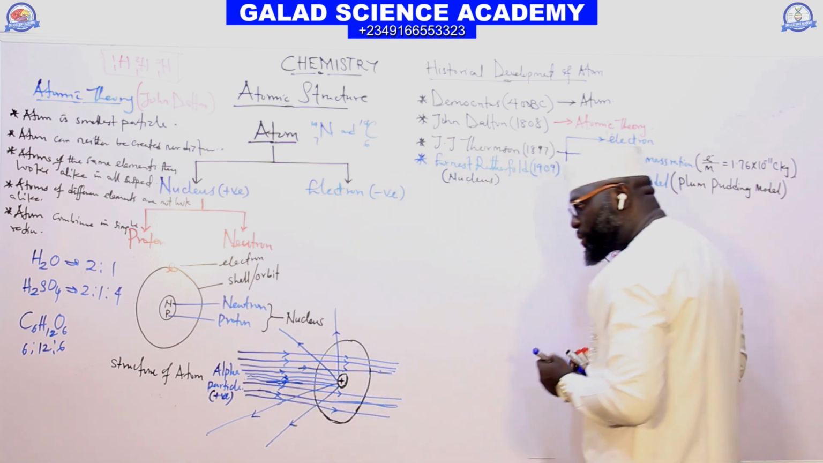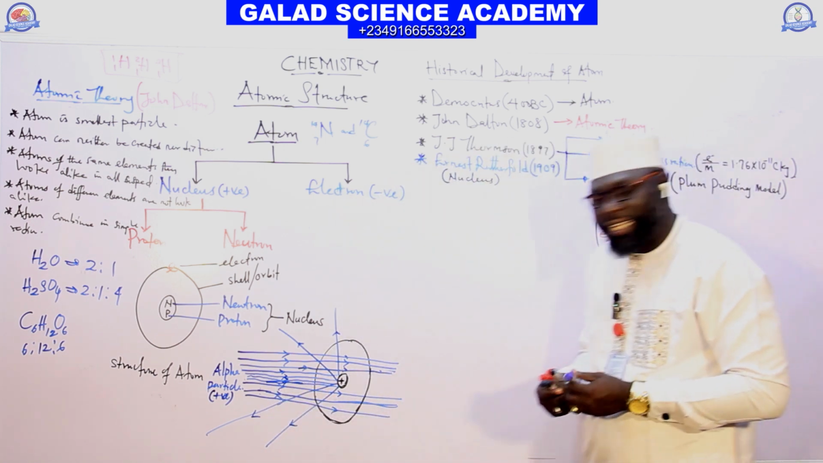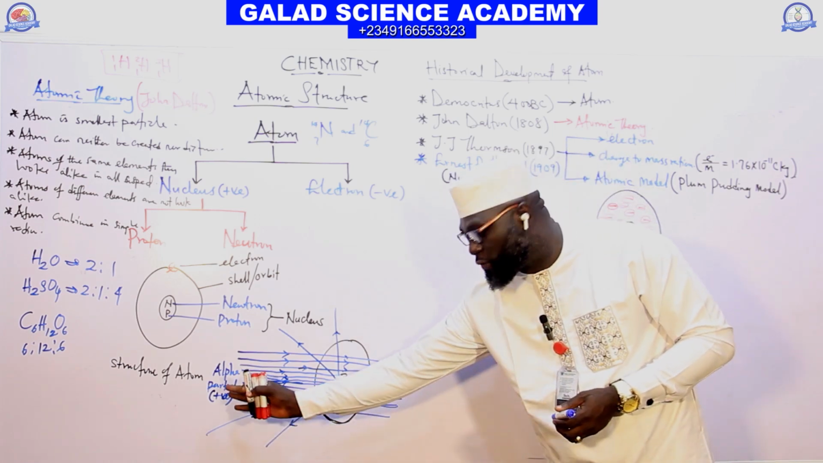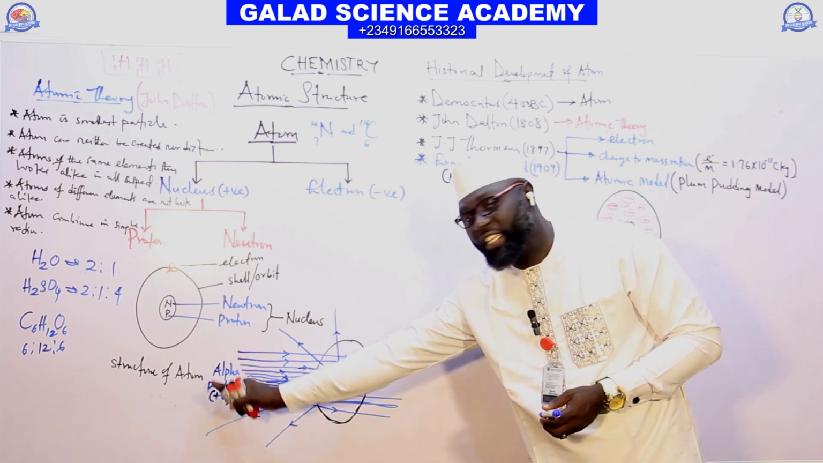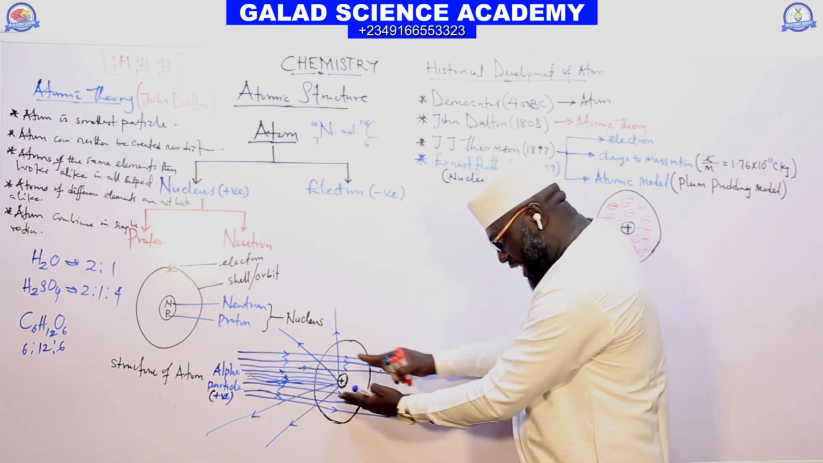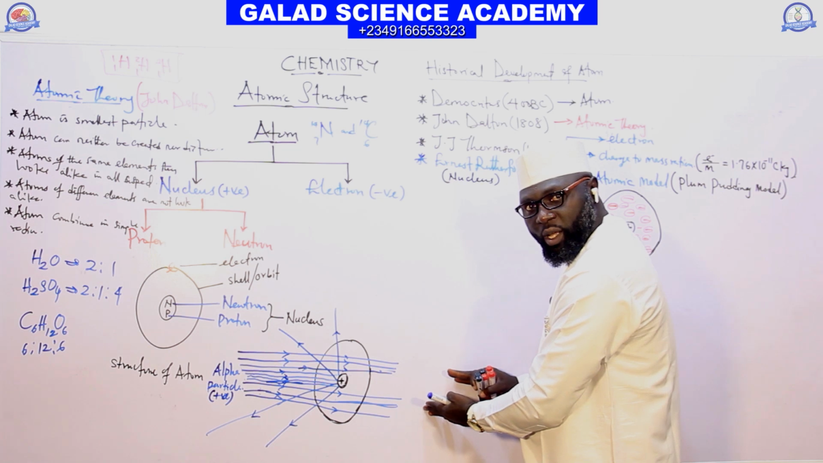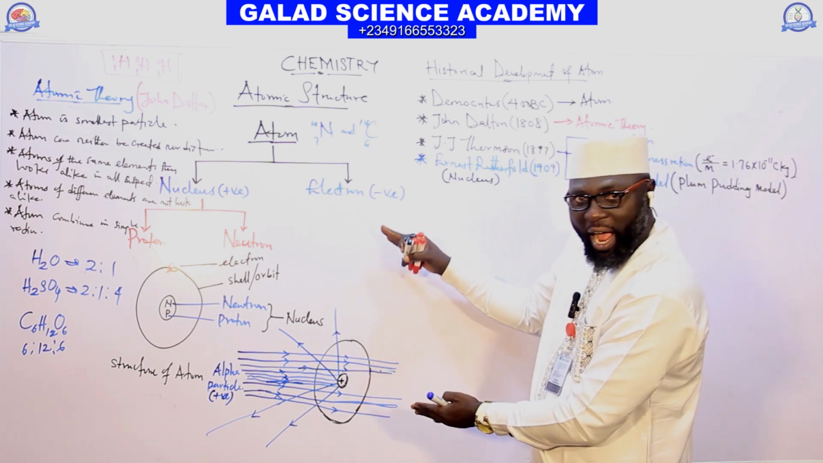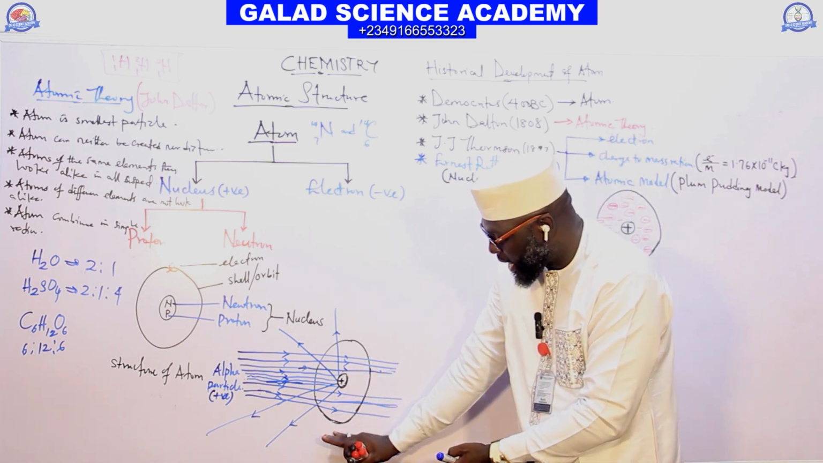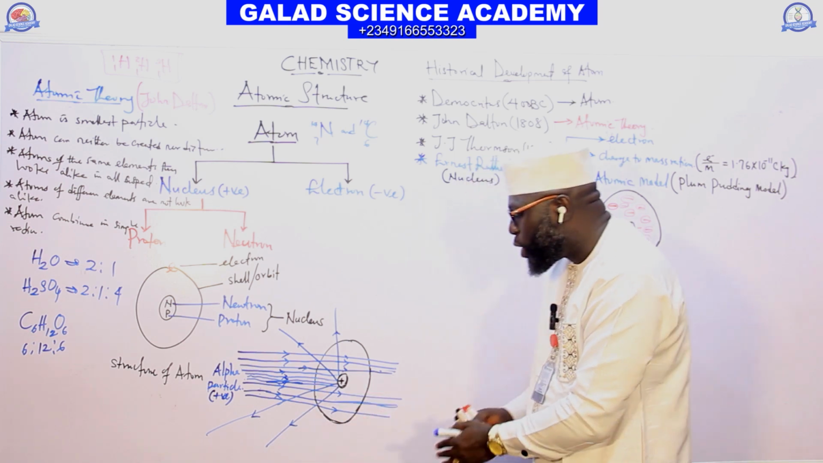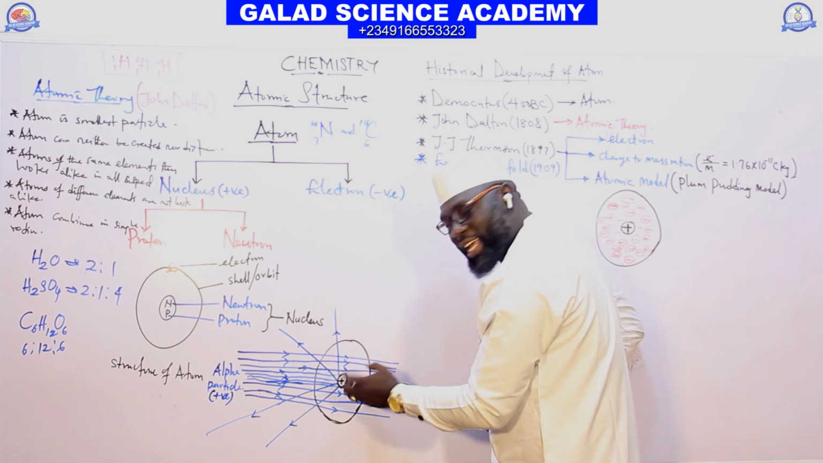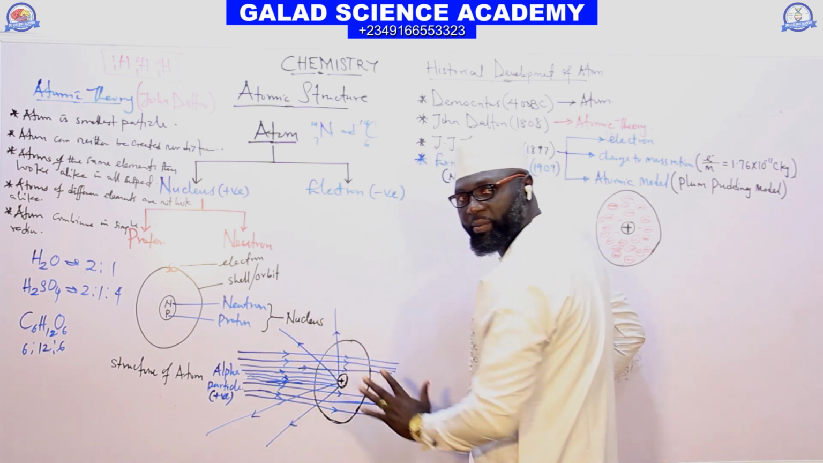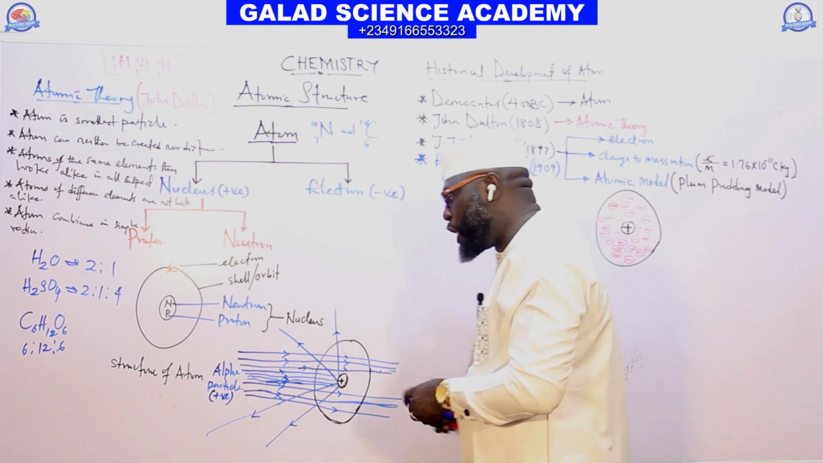So you now observe that 90% of the alpha particles that come from a radioactive source penetrate the atom at the upper and lower levels of the atom. But at the center of the atom, the little rays deflect back.